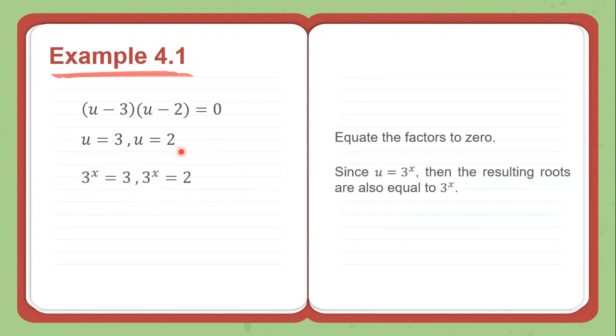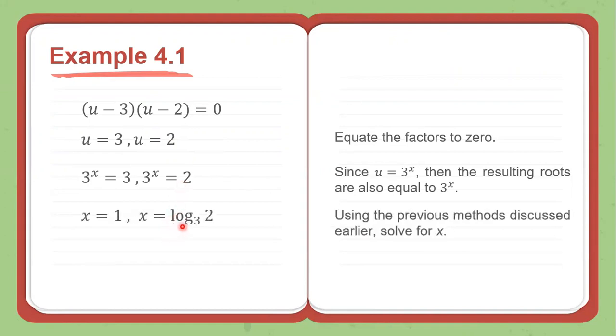Now, we need to solve for the value of x. We have two solutions for this. For the first one, we know that any number raised to 1 is just itself. Simply put, x is equal to 1. For the second solution, we can just use the definition of a logarithmic equation to find the value of x. That is, x is equal to the logarithm of 2 to the base 3. That's why our solution set for this particular example is 1 and the logarithm of 2 to the base 3.